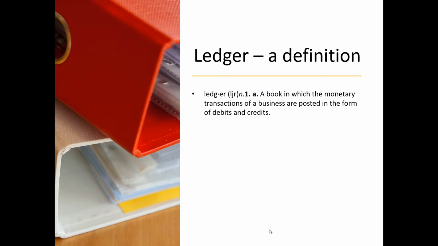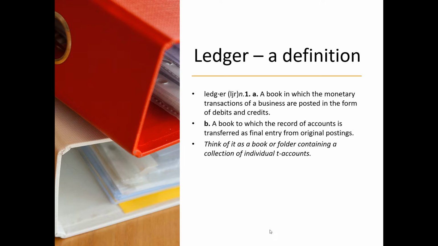So, first of all, a definition of what a ledger is. It's a book in which the monetary transactions of a business are posted in the form of debits and credits. Or another definition: it's a book to which the record of accounts is transferred as final entry from original posting. So those have both been lifted straight from a dictionary. But for us, I think we just need to think of a ledger as a book or a folder containing a collection of individual T accounts. Probably much easier to visualize when we're thinking about a manual bookkeeping system rather than one on a computer.